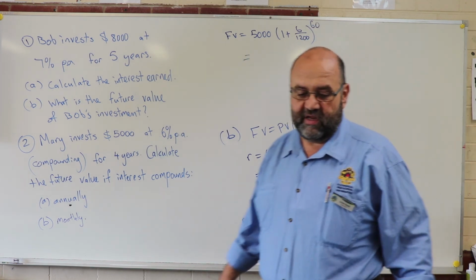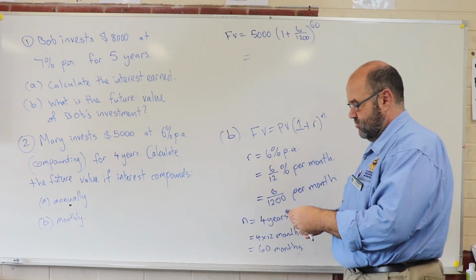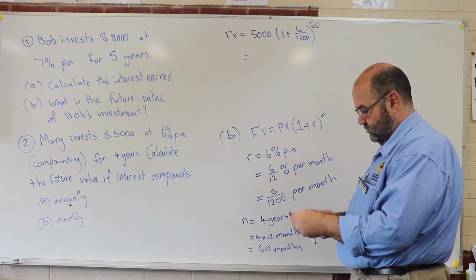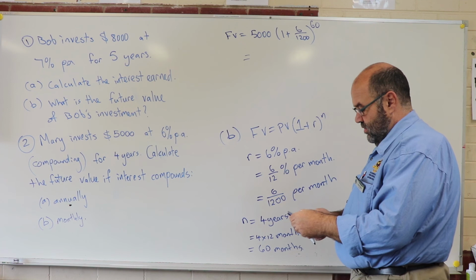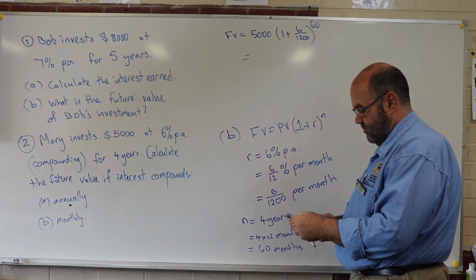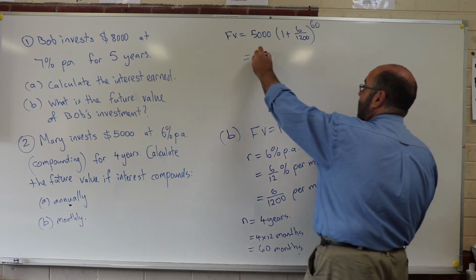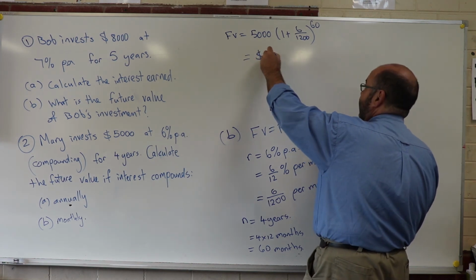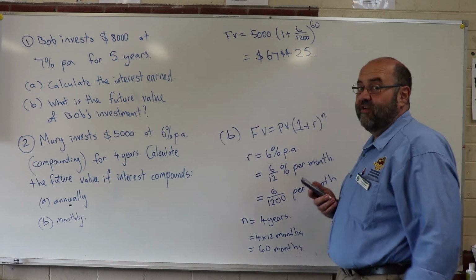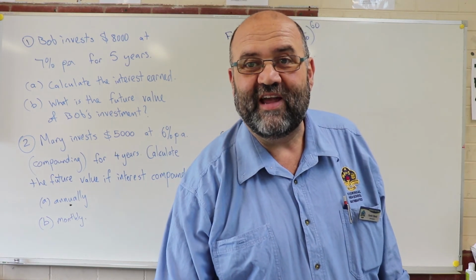And so once we've got that, we now go to our calculator. Okay, that's going to equal $6,744.25. You'll notice that this is significantly more than when our interest rate compounded annually.